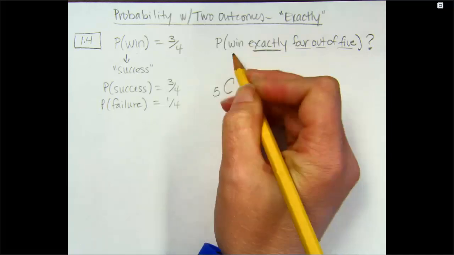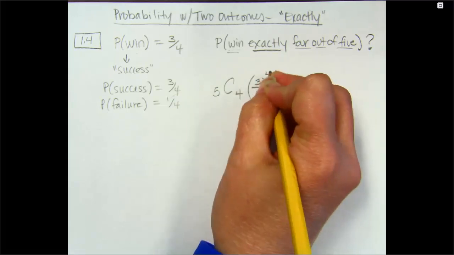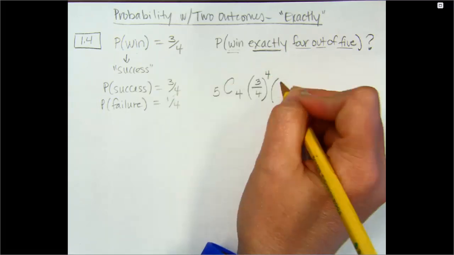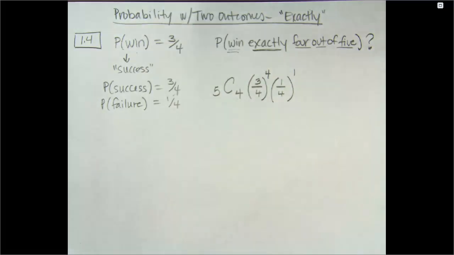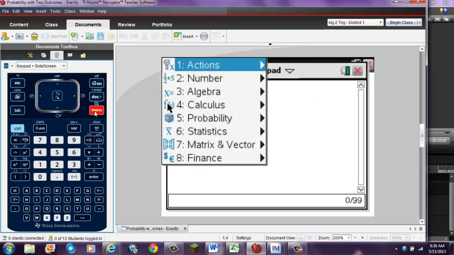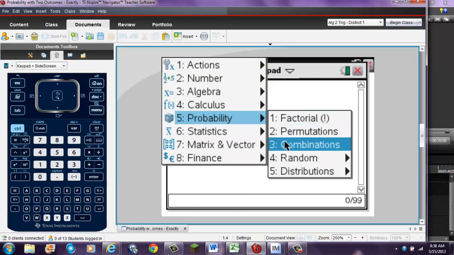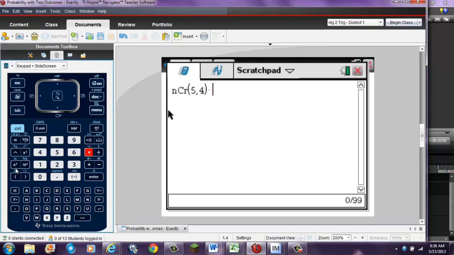5C4 times the probability of success, 3/4, to the number of successes I'm hoping for, 4, times the probability of failure, 1/4, to the number of failures. If I win 4 out of 5, I fail once out of 5 times. And then you go straight to your calculator and you type that into your scratch pad. Hopefully you discovered that combinations are under the probability part of the menu, and you enter the top number first, separated by a comma with the lower number. And again, the beauty of the Inspire is you can use your fraction templates and type that entire string in all at once so that you don't make little mistakes as you go along.